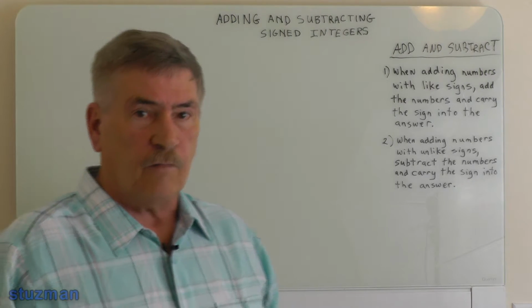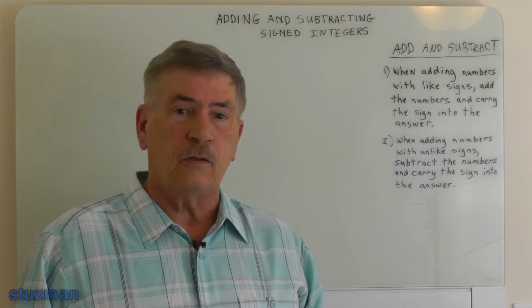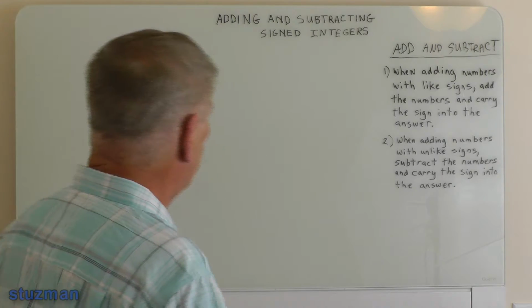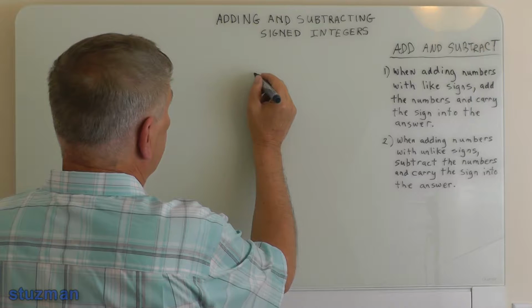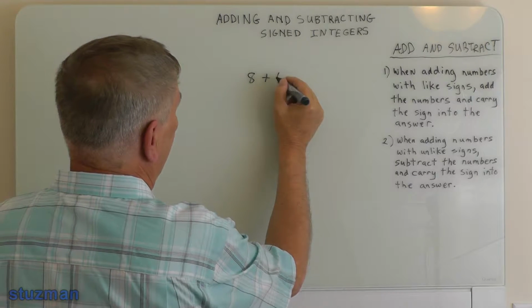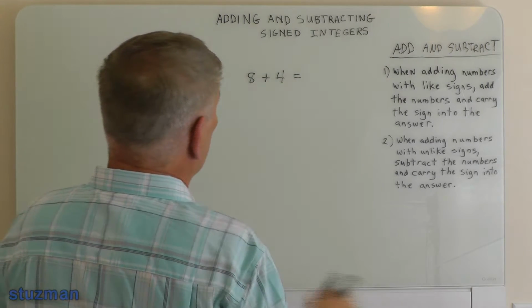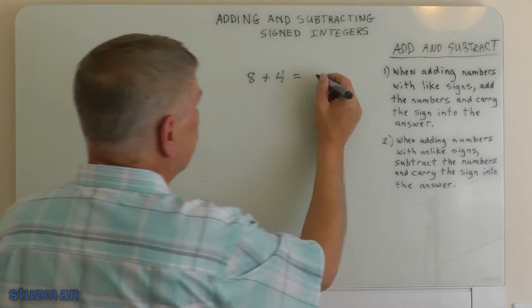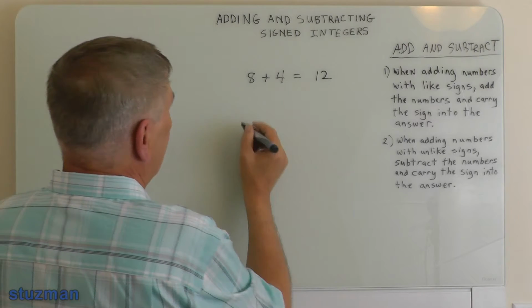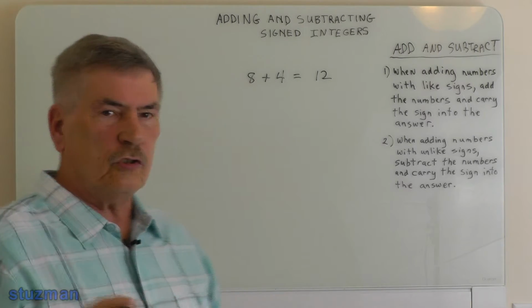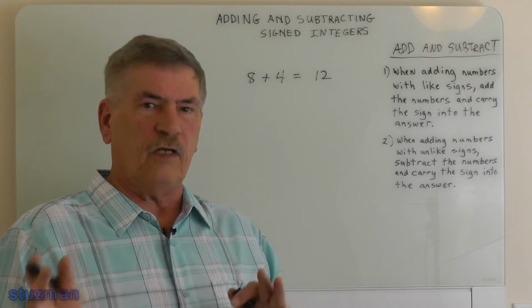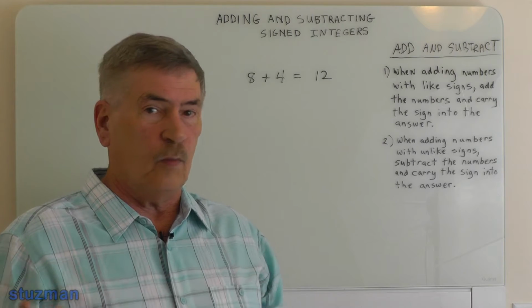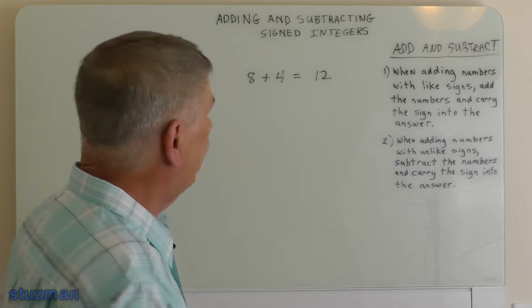So let's start off small. First thing we're going to do is add two positive numbers together. Let's say I took the number 8 and 4 and I added them together, and as you can see, I'm going to get 12. Now keep in mind that there is an understood positive sign in front of each one of these numbers, but we don't write that down, okay?